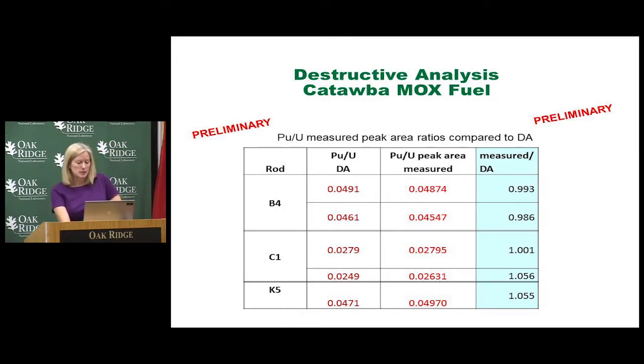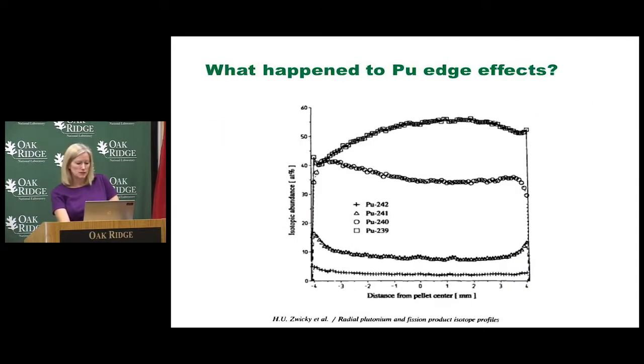So we also did destructive analysis of some MOX fuel. As you can see, our measured values are very close to our destructive analysis values. So, you know, what's going on with that? Why are we measuring the same as the destructive analysis when we know the plutonium is actually built up on the outer surface of the fuel pellet? Well, in MOX fuel, because there's plutonium in the fuel from the very beginning, the plutonium content near the outer edge of the fuel, the outer portion of the radius of the pellet, tends to stay pretty stable.